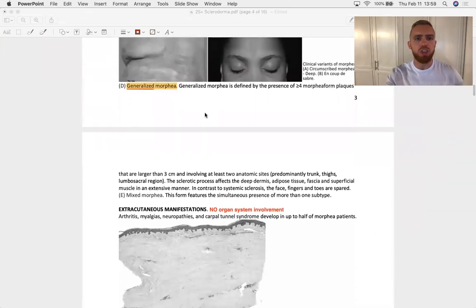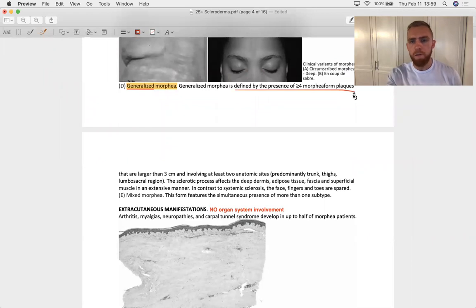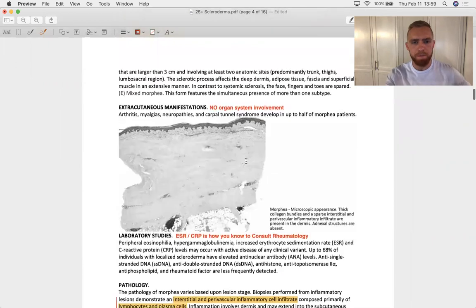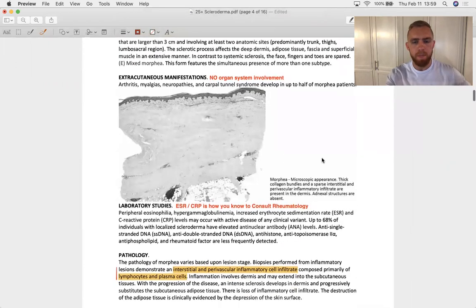You could also have generalized morphea, defined by the presence of greater than 4 plaques that are all larger than 3 centimeters. And if you were to biopsy the skin again, you would see a gross excess of collagen and fibroblasts. So this is limited scleroderma in which there are no internal viscera involved, only the skin.